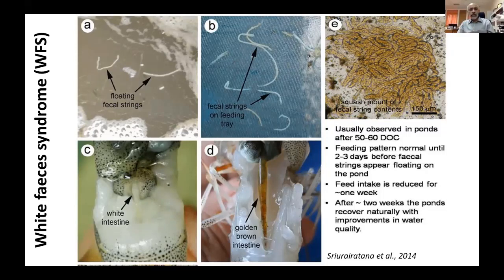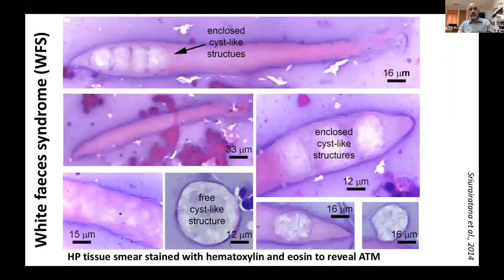And you can see here on the left panel, the white gut. In the normal situation, in normal shrimp, you can see a gut which is filled with fecal matter, so that will appear a golden brown color. So this is the clear symptom, or a kind of clear clinical sign of this particular disease.